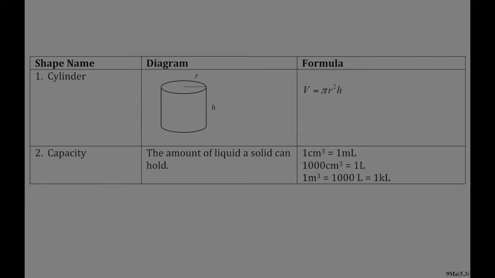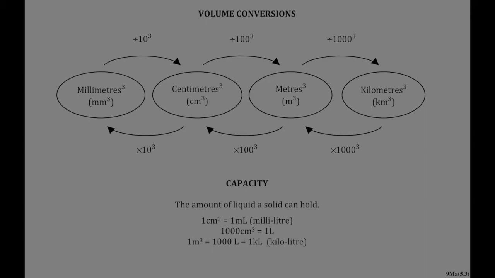So in your booklet you've got a picture of a cylinder, and there's your formula to find the volume. We also have a reminder about capacity. That's how much water or fluid or liquid that we can hold. And we've already mentioned that a centimetre cubed holds a millilitre of fluid. 1,000 centimetres cubed holds 1 litre of fluid. A metre cubed holds 1,000 litres or a kilolitre. We've mentioned that in the previous exercise. We've also talked about converting between different units when we're talking 3 dimensions, such as centimetres cubed to metres cubed, so we know how to do that.